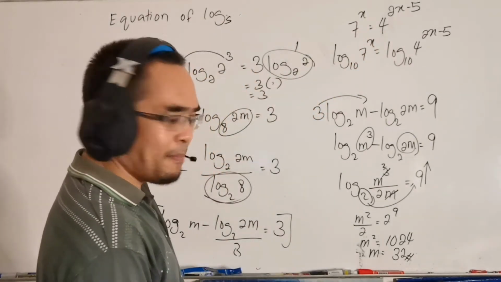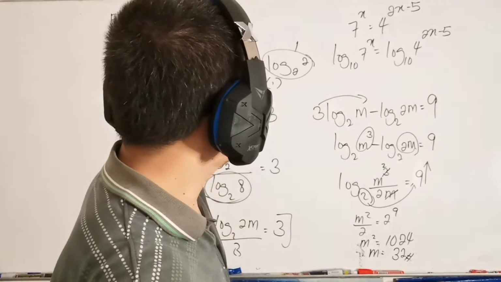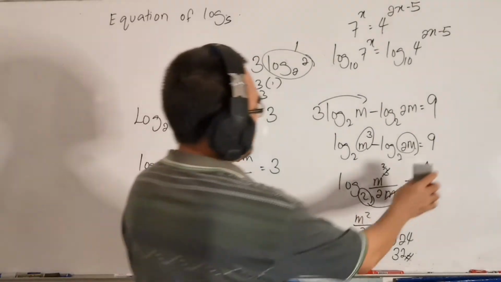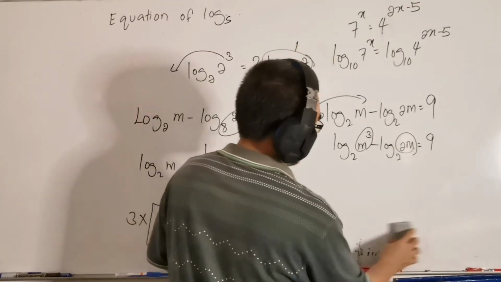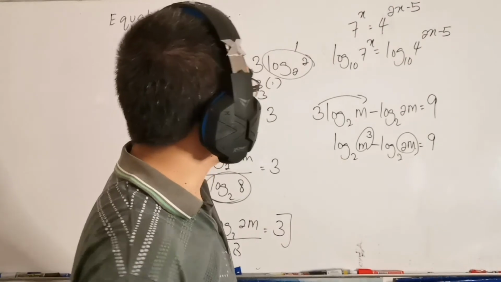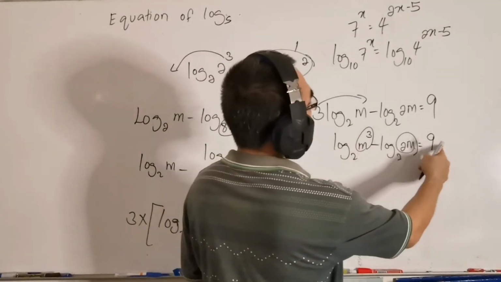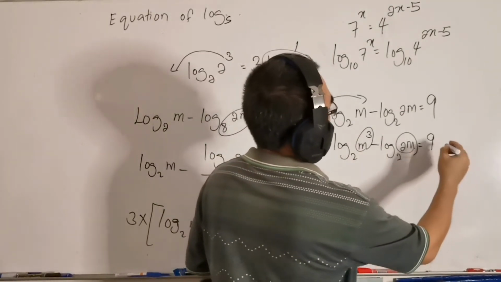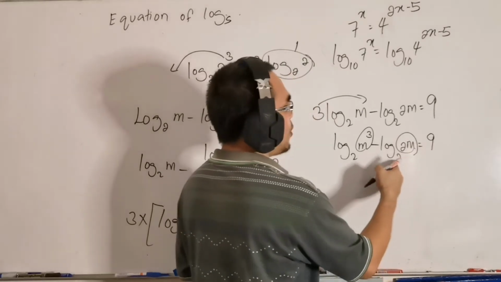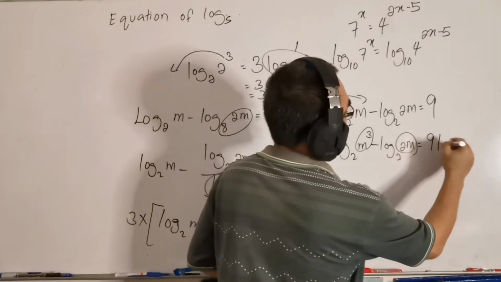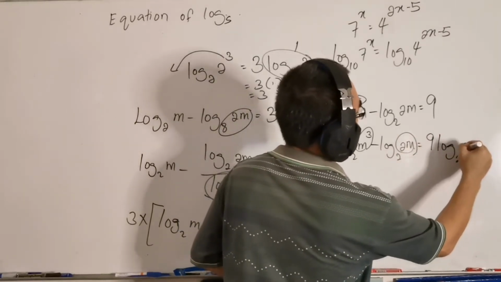So what I mean by this case is that instead of writing it down like this, you can write down log on the right side. But then you have to follow the log here, 9 log 2 2.